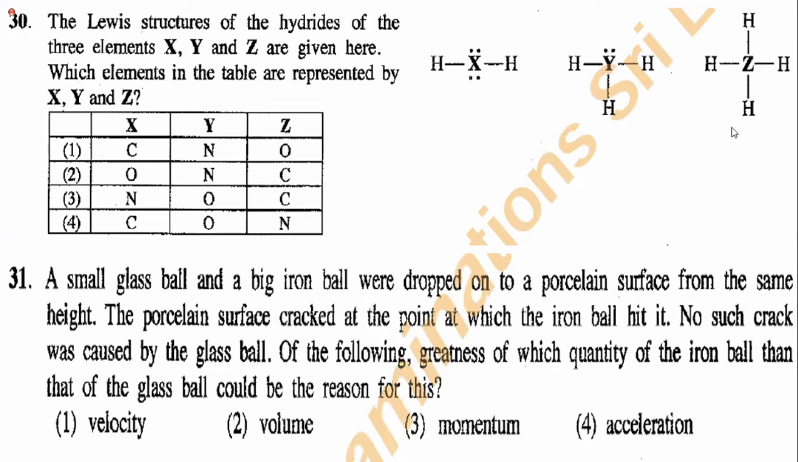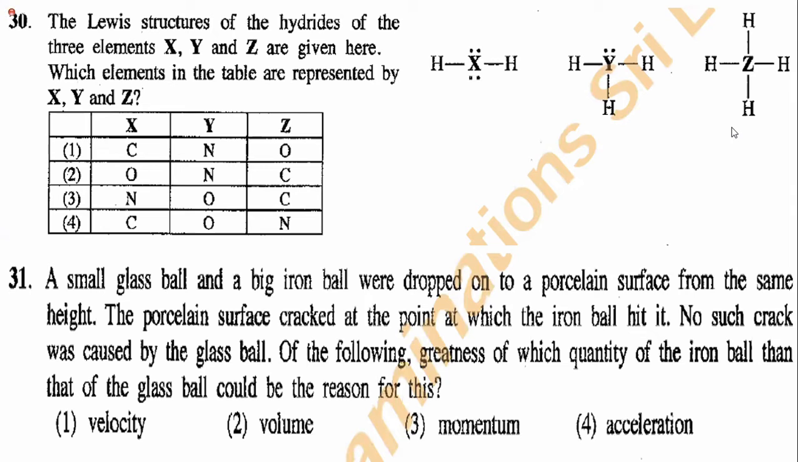Iron and glass. What can you say about glass and iron based on their density? The density of iron is greater than the density of glass. So the mass, or the weight, of the iron ball is greater than that of the glass ball.